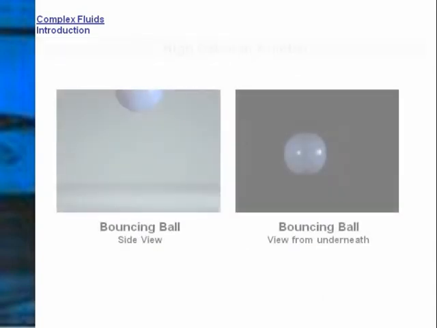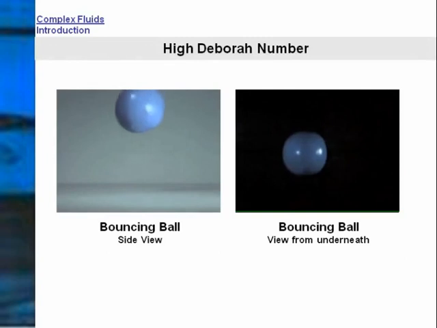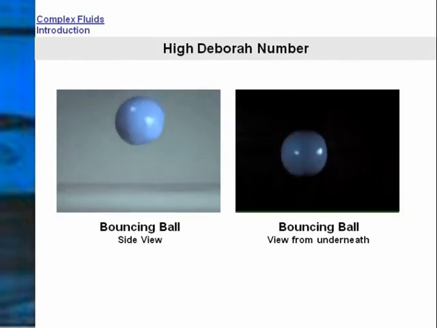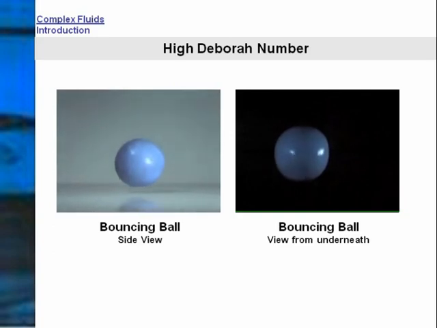On the other hand, a sphere of the same material is seen to bounce from a solid surface, in very much the same way as a rubber ball would behave. The high-speed video clip, in this case, is slowed down and includes a side view and also one taken from below the solid surface.